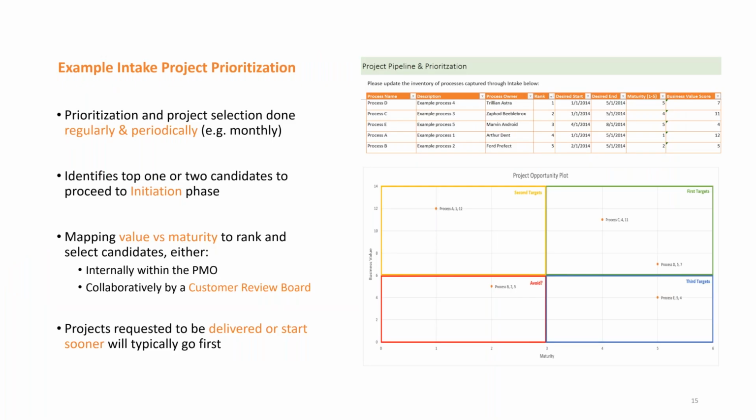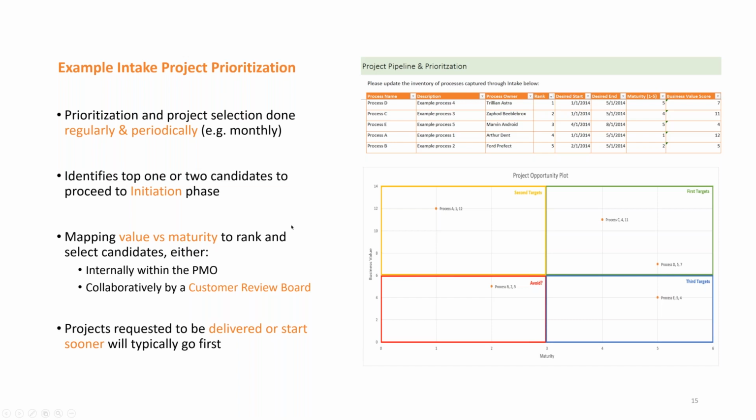And then there would be a prioritization type of session where on a regular basis, for example, monthly, sometimes it's done quarterly, you look at all the different opportunities that have been collected and identify the one or two candidates that you want to proceed to the next phase in the life cycle that we talked about, the initiation phase.